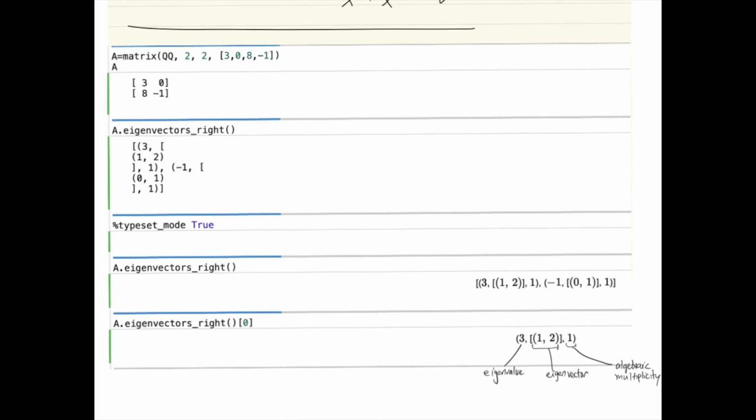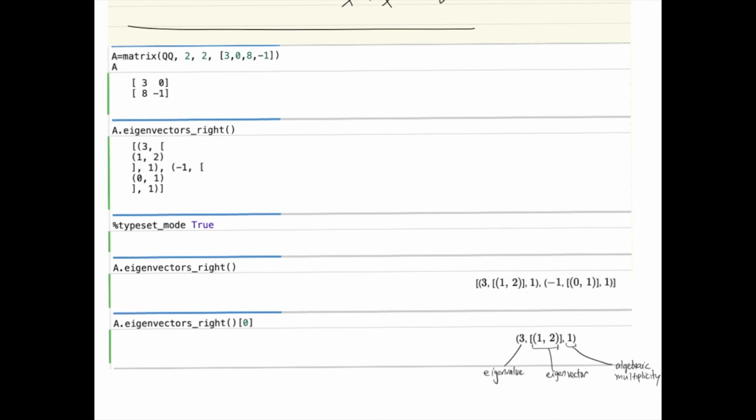Here's how to do all this in Sage. So I've entered again our matrix, and the command is eigenvectors_right. This is because we're multiplying by x on the right of A. And so we're trying to find out what x should be when we're multiplying by x on the right. So when you type in just A.eigenvectors, it gives a little bit of a mess. And so to read this, type in %typeset_mode(True), and then trying the command again, it gives a little bit of a better picture of what's going on. But even here, this is a little bit cluttered.